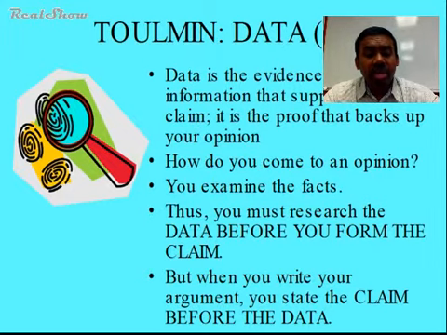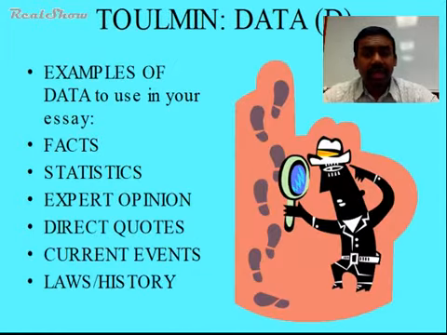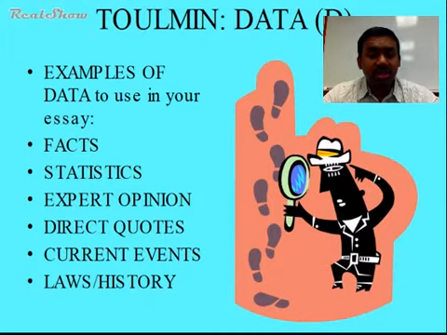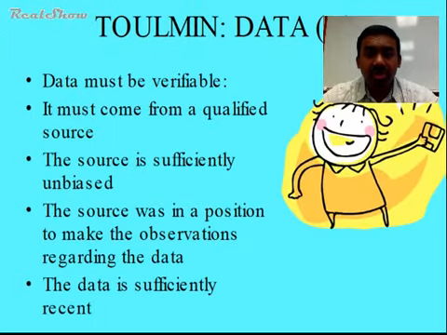But when you write your argument, you state the claim before the data. And Toulmin data means any supporting evidence that you bring into your paper. It can be facts, statistics, expert opinions, direct quotations, current events. It can be laws or history, any of those to support your claim. And data must be verifiable.